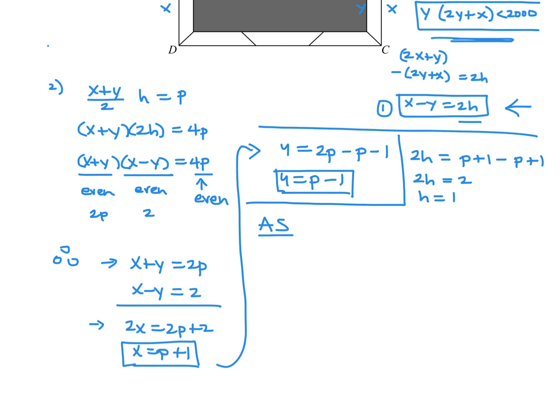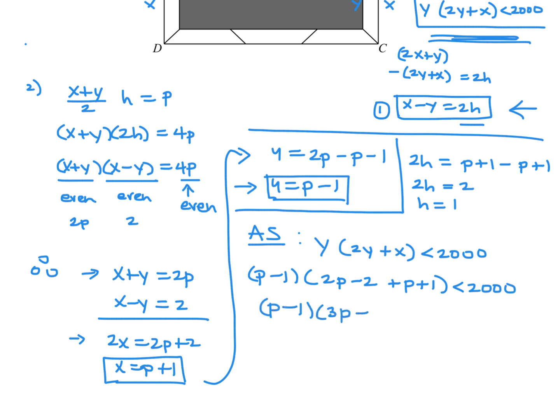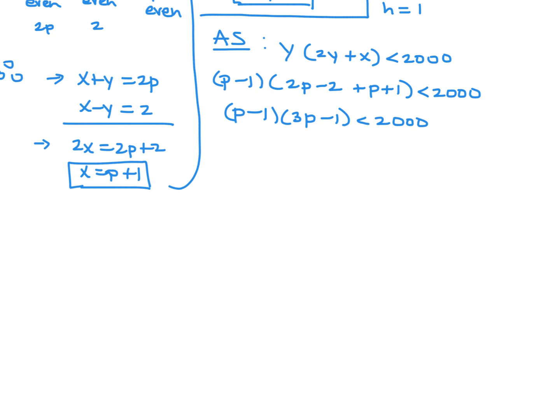Okay. So now let's see what happens with AH. So that's going to be y times 2y plus x, correct? And that is less than 2,000. So we're going to put in all these values in terms of p. So that's p minus 1 times 2 times p minus 1, so 2p minus 2, plus x, which is p plus 1. So interestingly, h is not even required the way I did it. So this is p minus 1 times 3p minus 1 is less than 2,000. At this point, I think you could probably do a quadratic. Yeah, that would be perfectly valid. Or you can just start subbing in values that are primes. That'd probably be a little bit quicker.